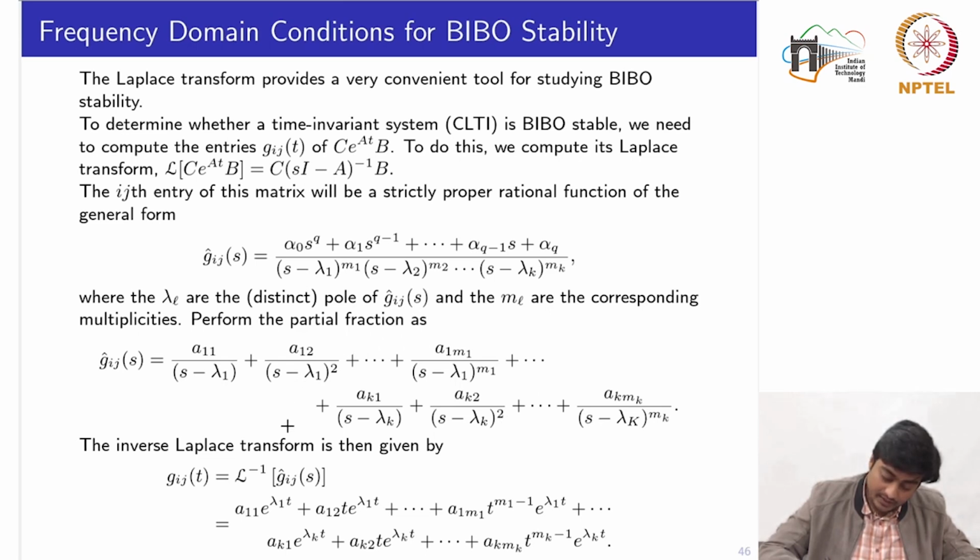So now if I take the Laplace inverse to compute the time domain signal, I would have a11 e to the power lambda 1 t, plus, because we have the square, by using the property of the Laplace transform, I would have a12 multiplied by t, so this element is newly added, plus for the m1th multiplicity we would have a1m1 t raised to the power m1 minus 1 and e to the power lambda 1 t. Now similarly goes for the lambda kth eigenvalue with multiplicity mk. Okay.